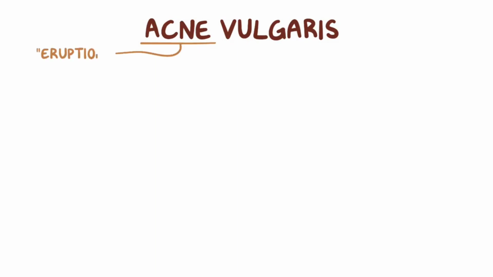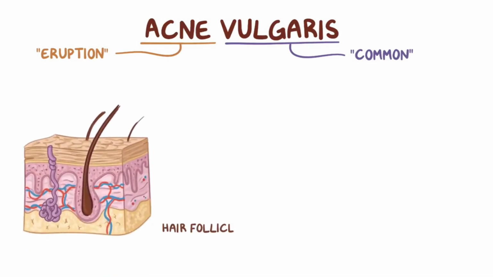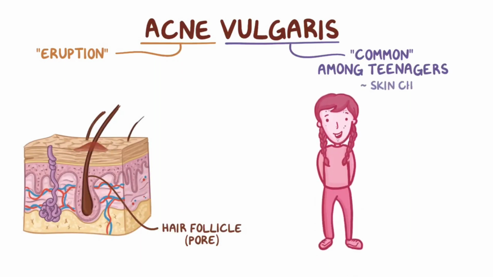Acne means eruption, and vulgaris means common. So acne vulgaris is a common skin eruption that happens when hair follicles, or pores, get blocked by particles like dead skin cells or oil. Once hair follicles are blocked, they form small, raised red bumps on the skin. Acne is particularly common among teenagers because of the skin changes that happen during puberty.